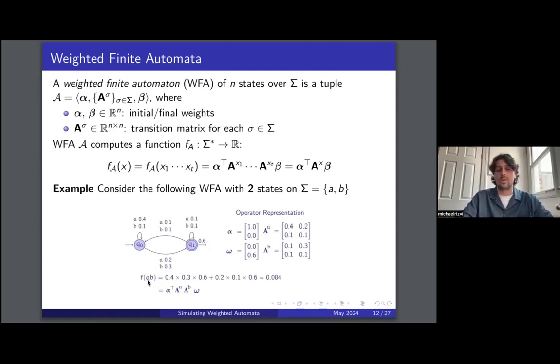Basically, here we're interested in evaluating this function on the word AB. And what we're doing is quite simple. We start in the state, take the two possible paths, and sum them together. Each path is the product of the transition weights. So if we look at just the first one, we have A, 0.4, then B, 0.3, and then the exit, which is 0.6. By organizing this compactly with matrices and vectors, we can write the same operation as just a matrix-vector multiplication.